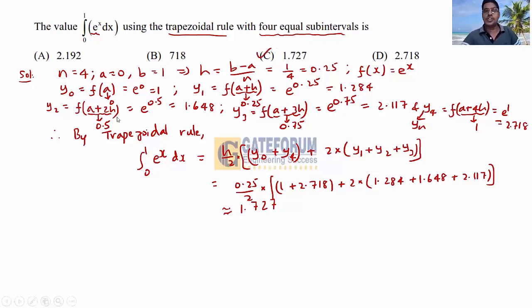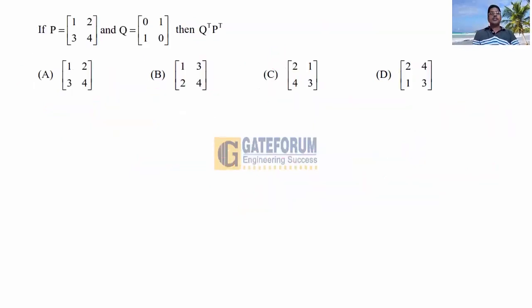This is end of the question. The question is, if P is equal to square matrix, 2 by 2 matrix 1, 2, 3, 4 and Q is another 2 by 2 square matrix 0, 1, 1, 0, then Q transpose P transpose is. 4 options ABCD given. This question is from engineering mathematics from the topic linear algebra, subtopic is basics.